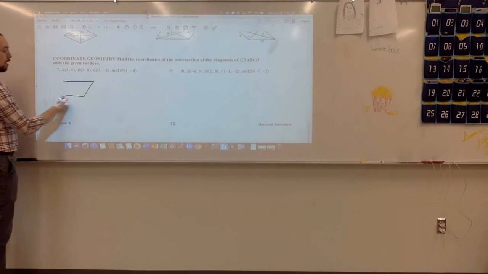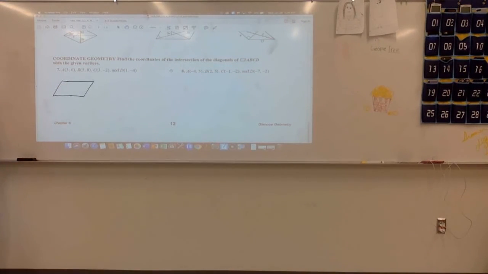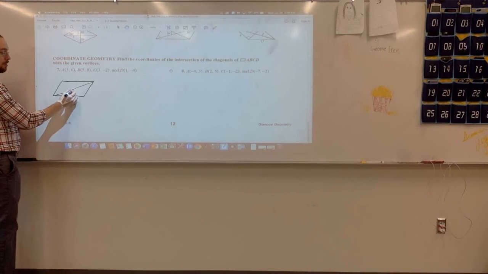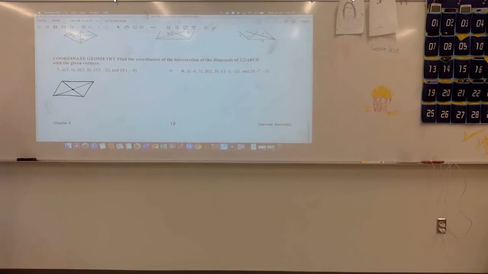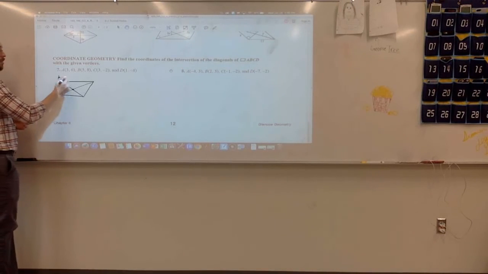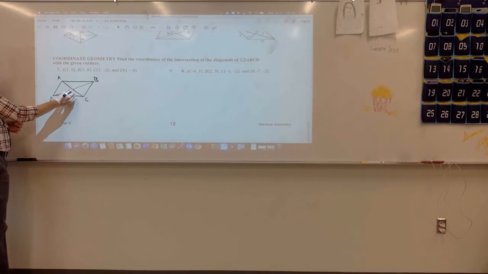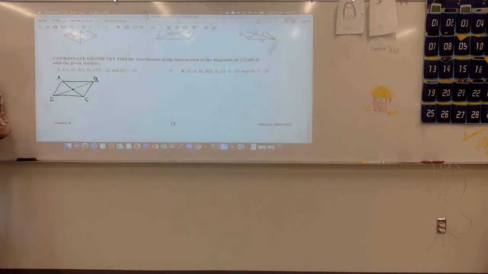Okay, so I'm just going to sketch a generic parallelogram. This isn't what these 4 points would look like. But if I want the point where the diagonals intersect, the point right in the middle, what I'm doing is finding the midpoint between opposite vertices. Right? So if this is A, B, C, D, the point where these intersect is going to be the midpoint of either AC or the midpoint of BD. Okay. Do you remember how to find midpoints?